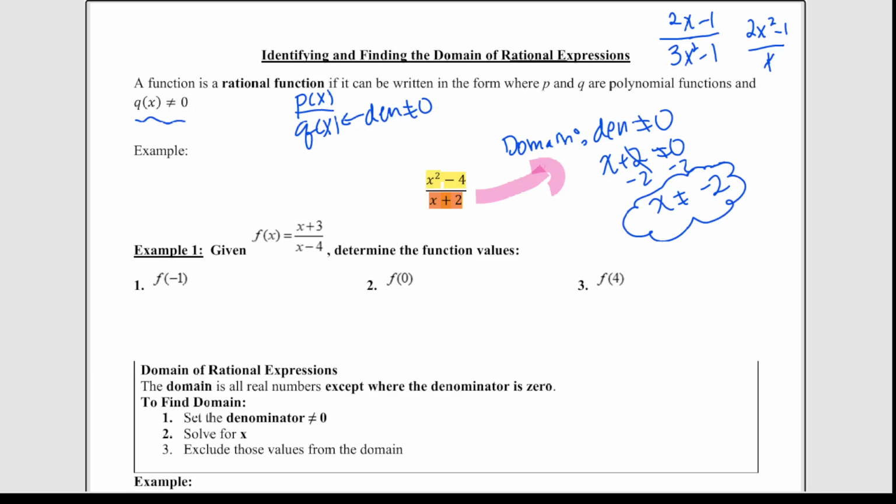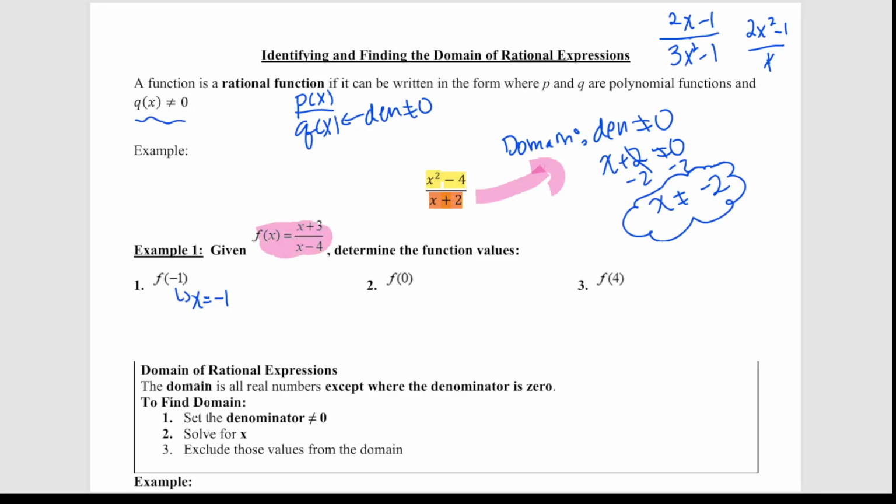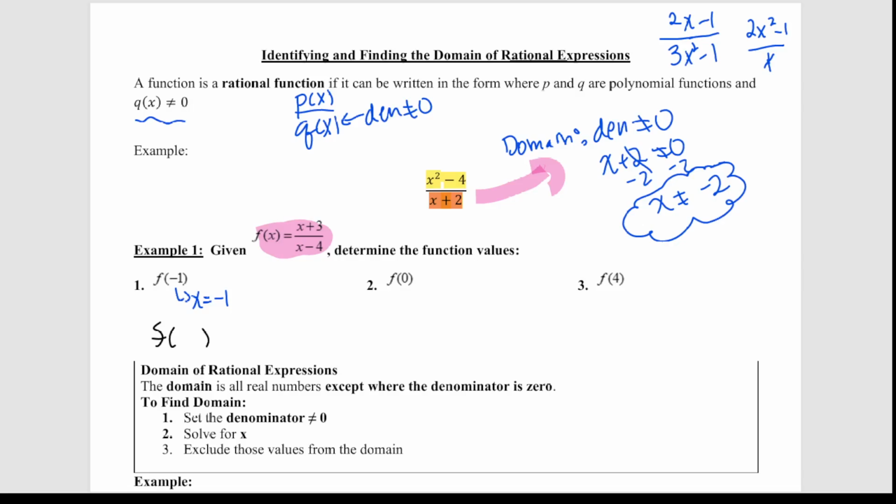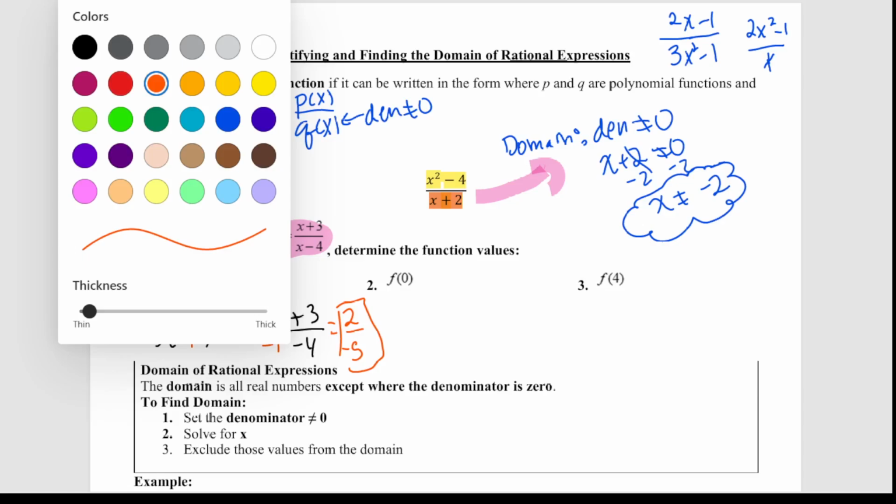So let's say you didn't think about that and you were just dealing with this rational expression as is. For this first function, recall from function notation that if I have f of -1, that means I'm going to replace x with -1. So in this expression that is f of x, everywhere I see an x, I want to replace it with -1. So f of x is equal to x plus 3 over x minus 4. In this case, I'm replacing x with -1. -1 plus 3 gets us 2. -1 minus 4 gets us -5. And our final solution would be 2 over -5.